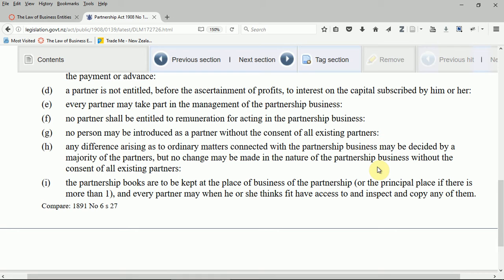The nature of the partnership business is the core function, what it does. If it's a building company, then the decision to suddenly become a tourist operator taking tramping trips in the Waitakaris would require consent of all partners. The final one's fairly self-explanatory. We need the partnership books useful.